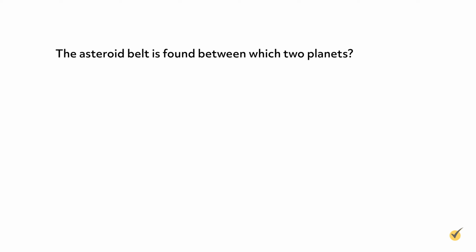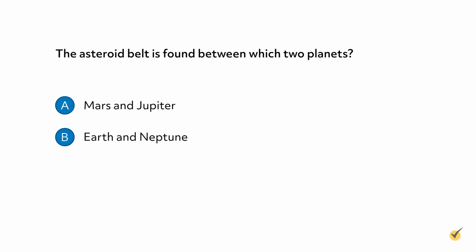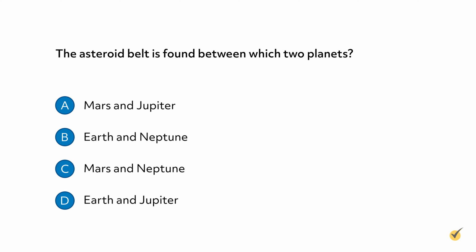Number 2. The asteroid belt is found between which two planets? A, Mars and Jupiter, B, Earth and Neptune, C, Mars and Neptune, or D, Earth and Jupiter? The correct answer is A. The millions of asteroids that form the asteroid belt can be found between Mars and Jupiter.